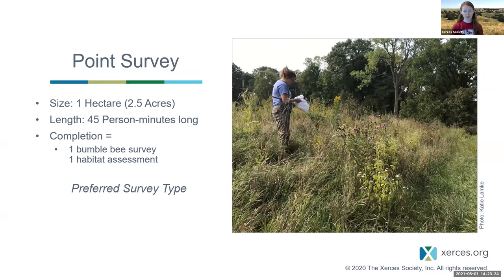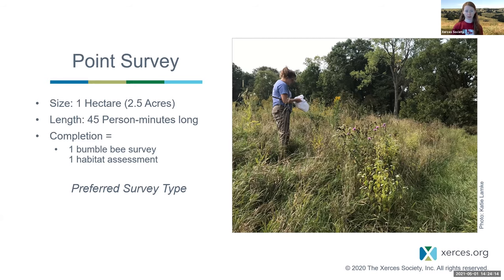A point survey is the preferred type of survey. It's when you select an area that's 1 hectare, or about 2.5 acres, anywhere within your grid cell that you want to survey. It can be on your own land, it can be on public land somewhere. You select that area and you run a bumblebee survey for 45 person minutes. Person minutes is kind of a weird term, but the time is split up by the number of people you have actively searching for bumblebees. So if you have 3 people out looking for bumblebees, you only have to do a 15 minute survey, because 3 people times 15 minutes is 45 minutes in total. Your completion of a point survey includes 1 bumblebee survey and 1 habitat assessment.